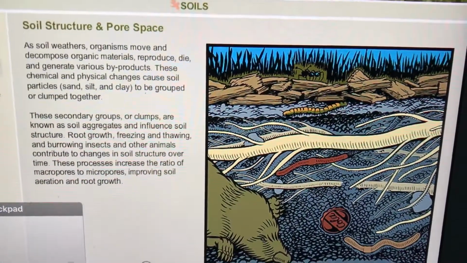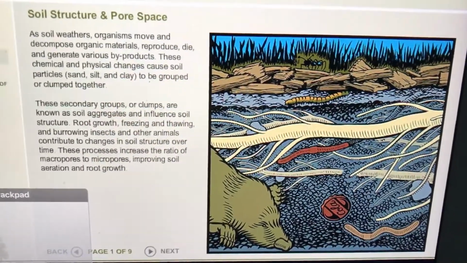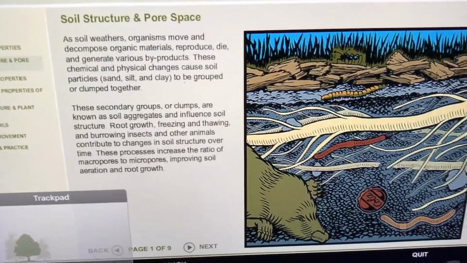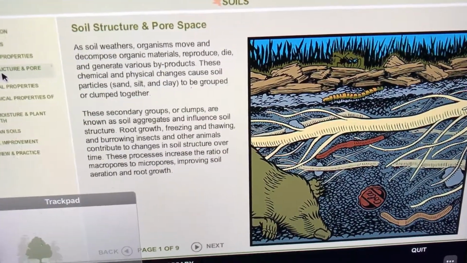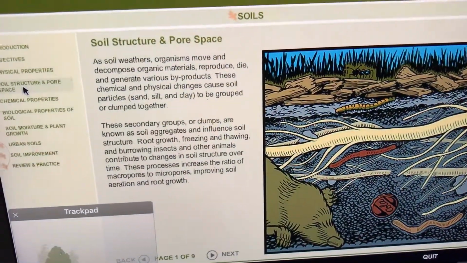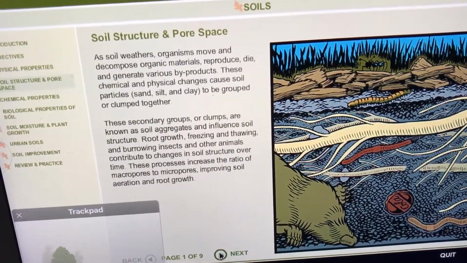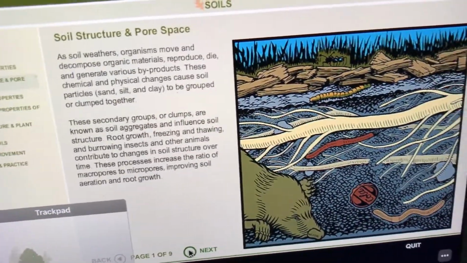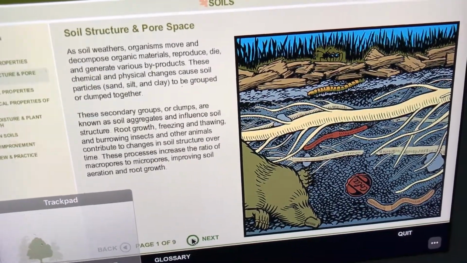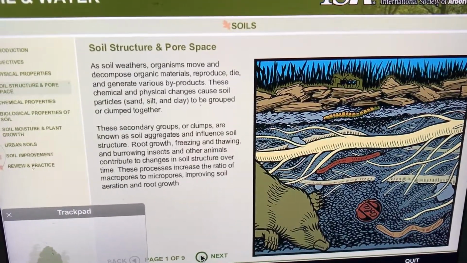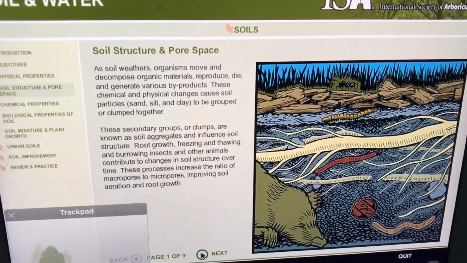Others, organisms move and decompose organic materials, reproduce, die, and generate various byproducts. These chemical and physical changes cause soil particles, sand, silt, and clay, to be grouped or clumped together. These secondary groups, or clumps, are known as soil aggregates and influence soil structure. Root growth, freezing and thawing, and burrowing insects and other animals contribute to changes in soil structure over time.